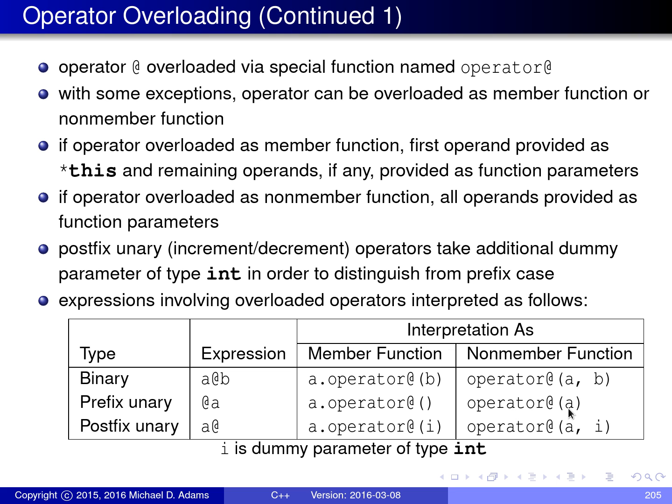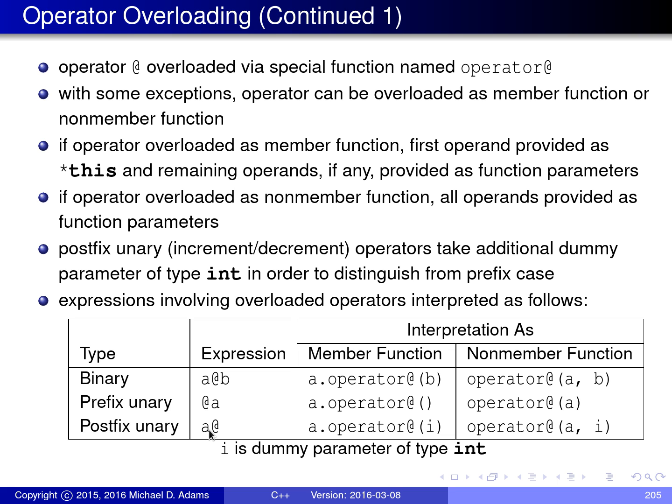And then the last entry I have in this table is for the postfix unary operator case. In other words, for postfix increment and postfix decrement. So for example, if the operator here was plus plus or minus minus, this would correspond to postfix increment and postfix decrement. In these cases, there's an extra dummy parameter that's provided to the function which has type int, and it's never used by anything. It's just there to distinguish between the prefix and postfix version of the operator.